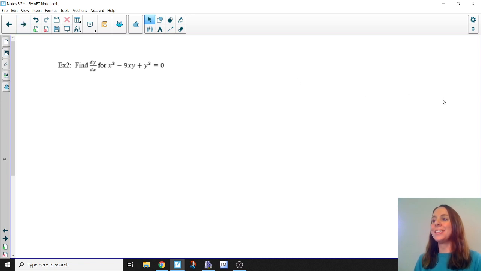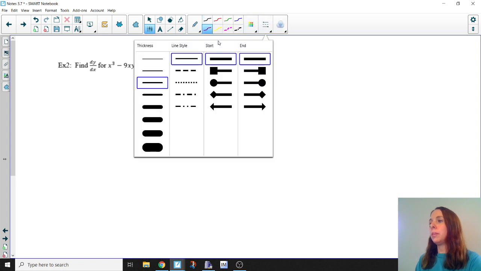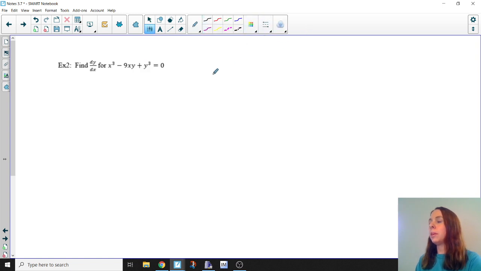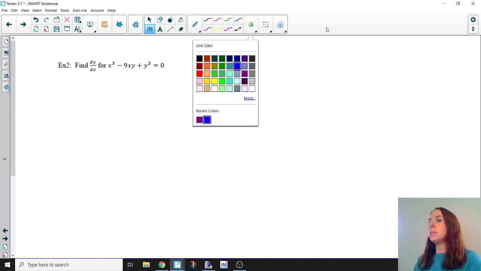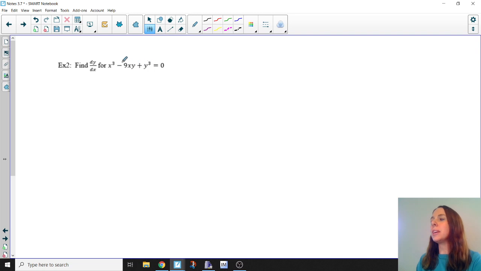Okay, so let's try another example. Here is the folium of Descartes that I showed you in the opening. I lost my pen. Let me grab that again. Okay, so example 2. I feel like going with blue this time. Find dy over dx for x cubed minus 9xy plus y cubed equals 0.